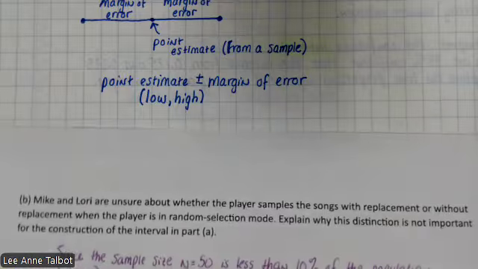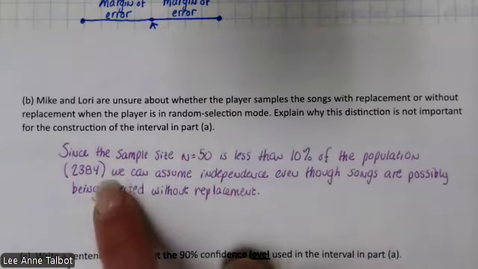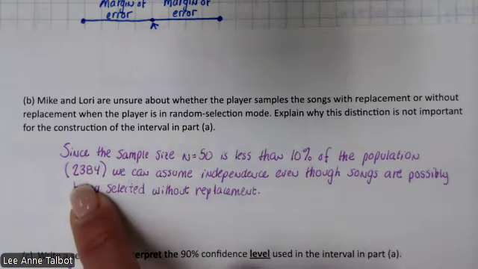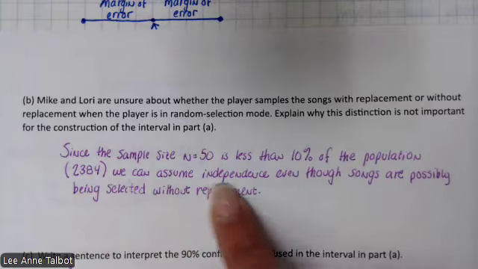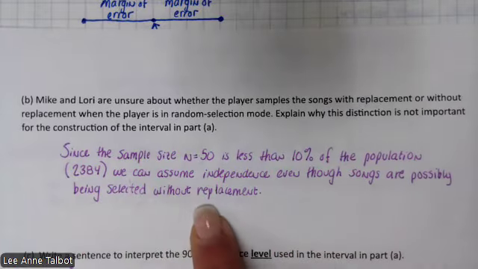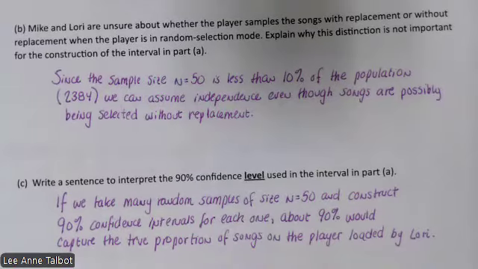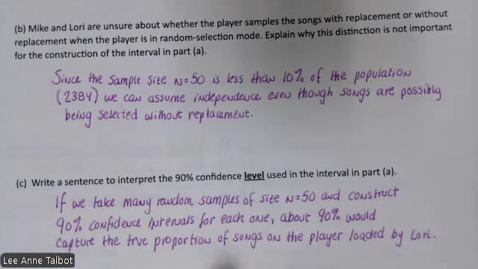You don't have to have the exact same thing, but I said, since the sample size n equals 50 is less than 10% of the population, 2,384, we can assume independence even though songs are possibly being selected without replacement. So if you just refer to the 10% condition or say it met the 10% condition, that's what you're trying to get at there. This is the recipe sentence. We take many random samples of size 50 and construct confidence intervals for each one. 90% capture, blah, blah, blah.